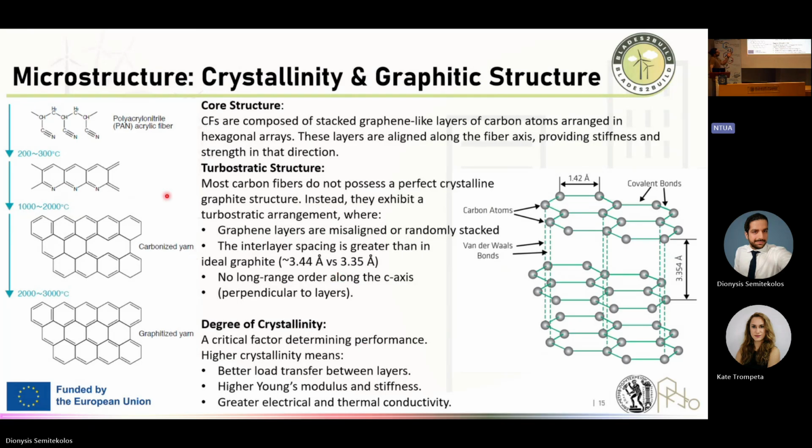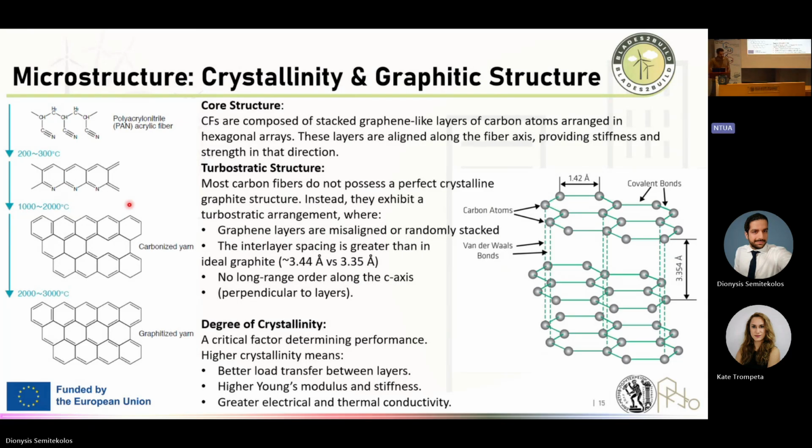So the closer we are to the ideal graphite structure, the higher the crystallinity we have. This, of course, affects the properties of the materials, and specifically, it increases the modulus. So we have a stiffer material because the load is transferred better and easier through the structure, but we also have less strength.